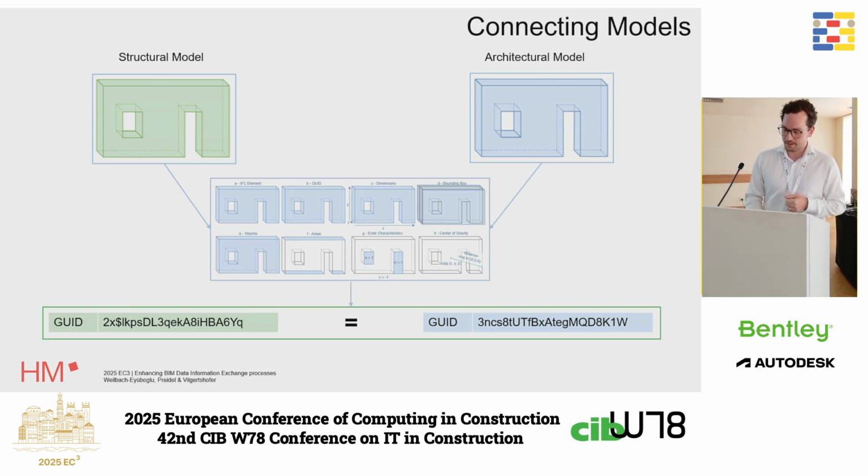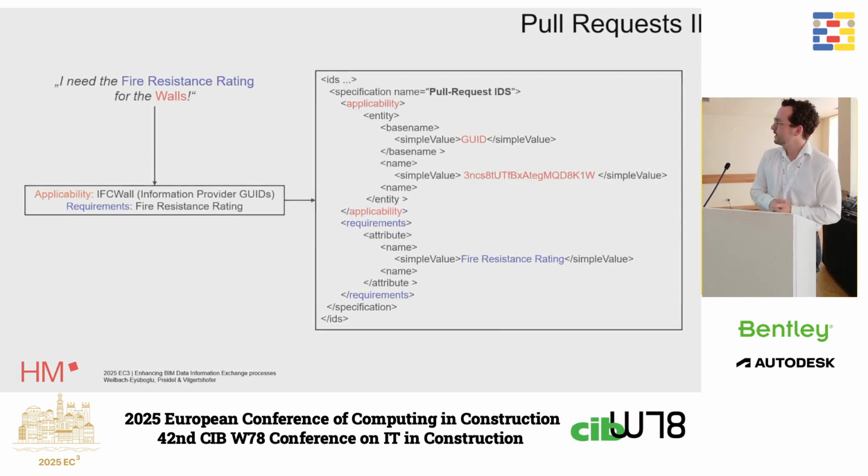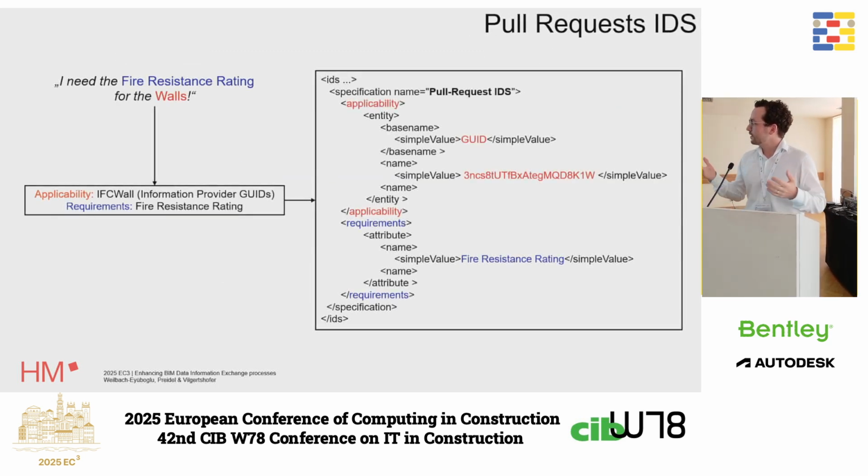So now we can go ahead and start our actual pull request. First up, we need to articulate our need. So I need the fire resistance rating for the walls, for example. Now in IDS terminology, this would translate to applicability being IFC wall, or to be more specific, the provider GUIDs as established before. And the requirement is the attribute we are looking for, fire resistance rating. Now, our pull request IDS looks something like this here, where we target specific elements and look for the needed information.